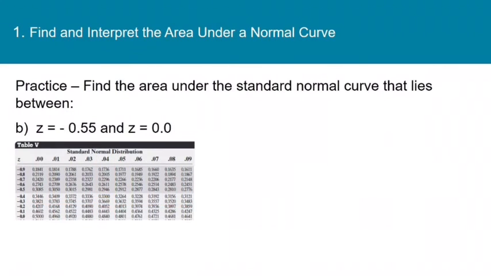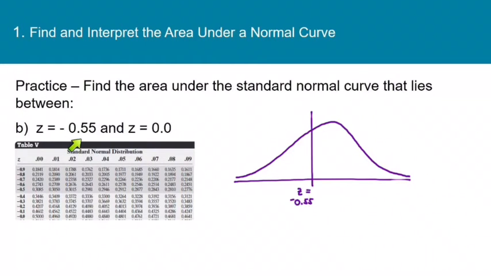And now let's find the area between z equals negative 0.55 and z equals 0.0. Start with a sketch as always, and then we'll draw a line for the z-score of negative 0.55. That's going to be to the left of center just a little bit. And the line for z equals 0.0 is going to be right here in the center. Here's the area between them.